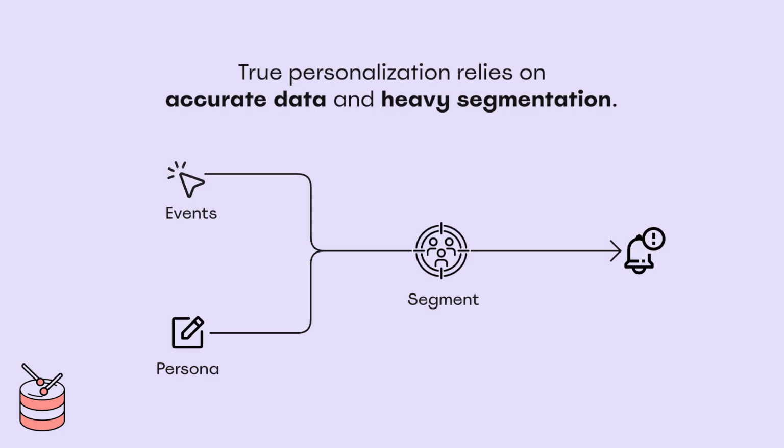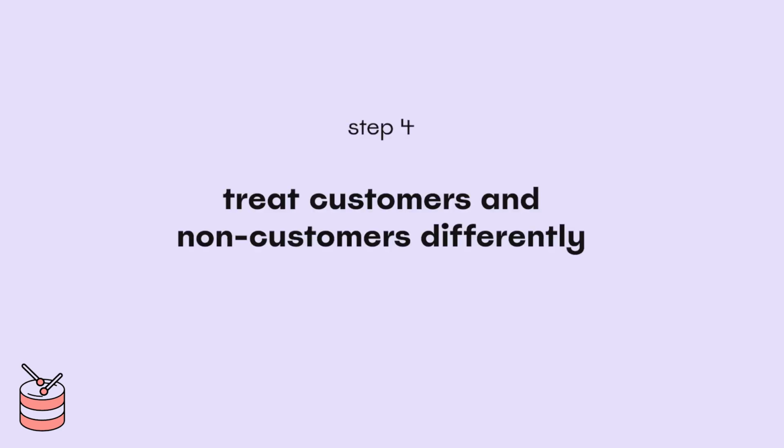Now, I hope these examples help you understand that true personalization relies on accurate data and heavy segmentation. That was step 3, persona-specific segments. Step 4 is to treat customers and non-customers differently.